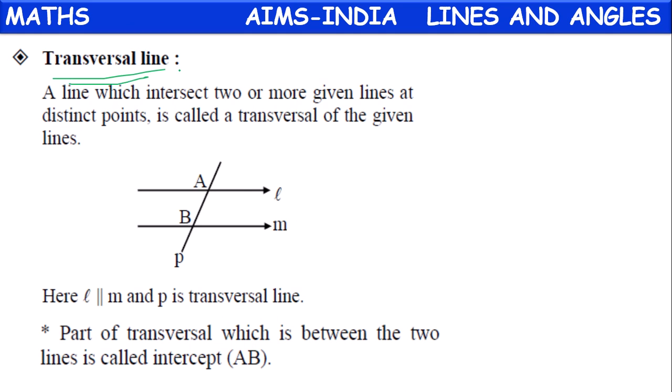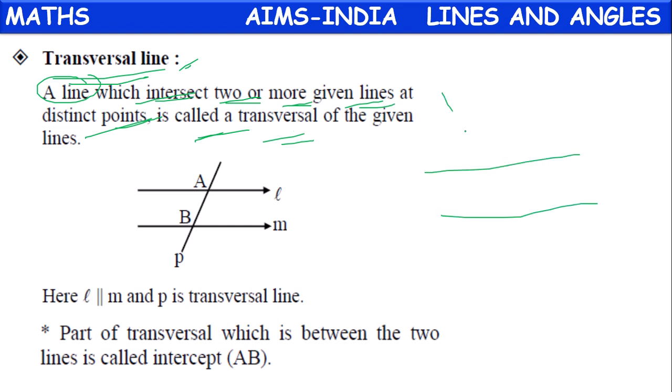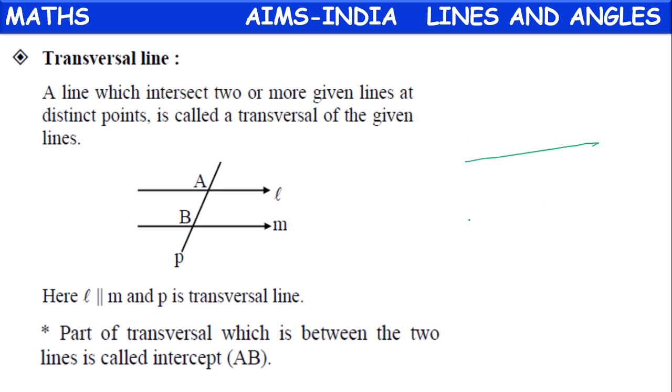Next one. We have a concept called a transversal line. A line which intersects two or more given lines at distinct points is called a transversal. If we have two lines and we draw a line like this, it is intersecting two lines at two different points, point A, point B. So this is called a transversal. Suppose we have two lines and a line like this, it is intersecting only one line at one point. So this is not a transversal.